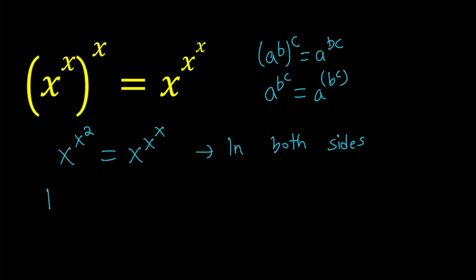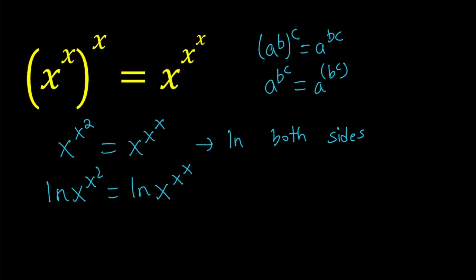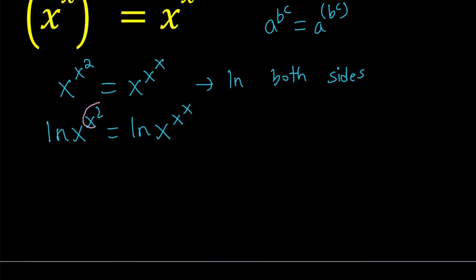If we ln both sides, we get ln x to the power x squared equals ln x to the power x to the power x. And by using the properties of logarithms, we're going to go ahead and move these exponents. This is an exponent, this is another exponent. And if you move them, obviously in this case, you have to be careful about the domain, and we'll talk about that a little later.